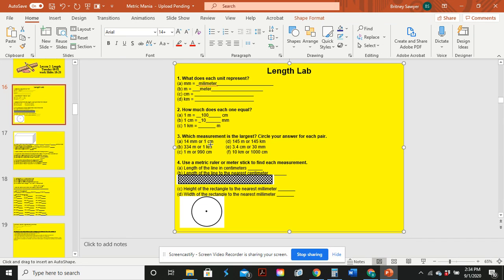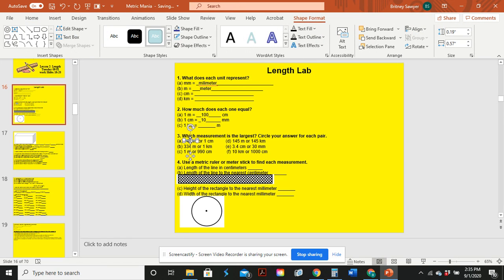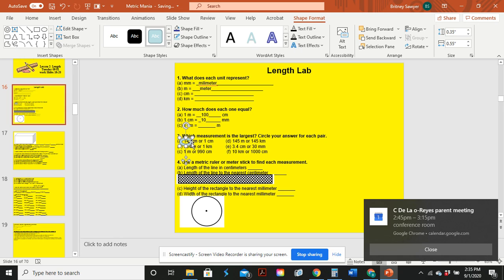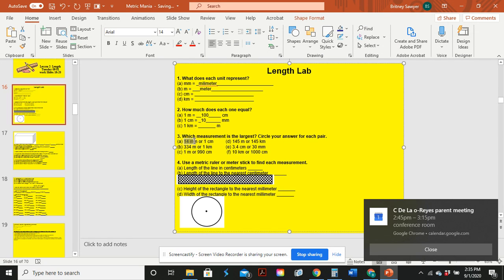So which one is it? Is it going to be 14 millimeters or 1 centimeter? Now remember, we established that there is 10 millimeters in 1 centimeter. So our 14 millimeters is going to be our bigger one. Okay? So you can do that, or you can choose to highlight it. In my case, I'm going to highlight it because highlighting for me is a lot easier.